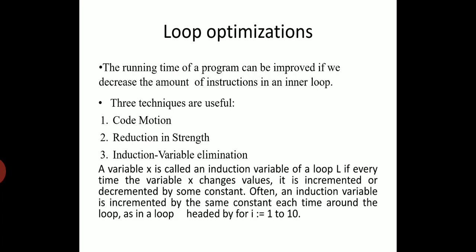A variable x is called an induction variable of a loop L if every time the variable x changes its value, it is incremented or decremented by some constant. That means for i equal to 0, i less than 10, i plus plus, if such a for loop is considered, i is an induction variable. It is changing often, and it is changing by a particular constant.